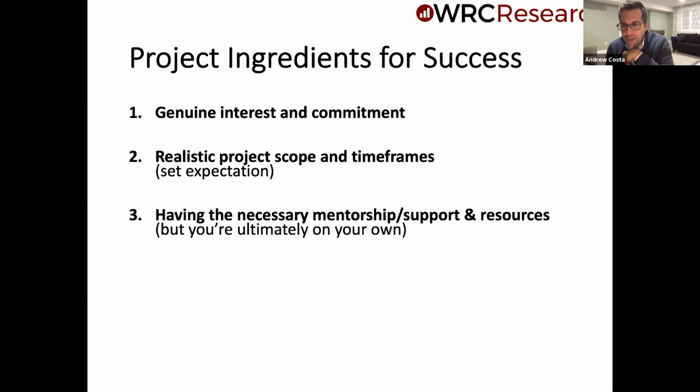You don't have to be the be-all and end-all of every project and know every in and out of every single component that you're planning. It's okay to have mentorship and support, and for students that are doing projects under you, to expect you to have mentorship and support or have access to resources. But if you're too dependent on that mentorship and support and those resources, then to that extent, things could fall apart pretty quickly, and you are ultimately on your own.